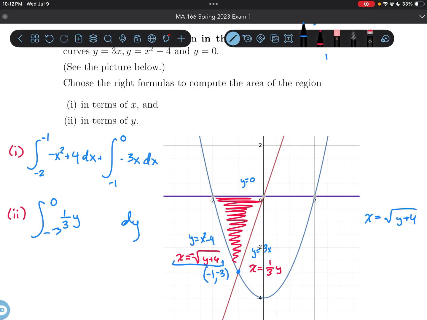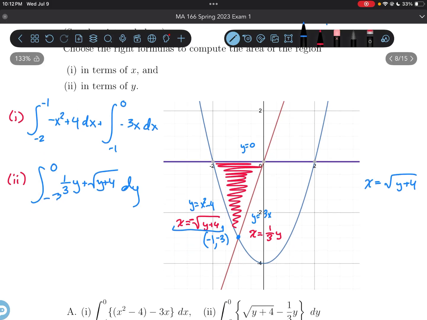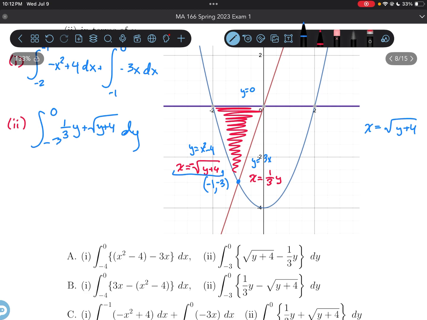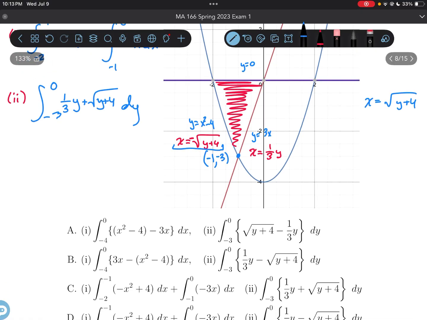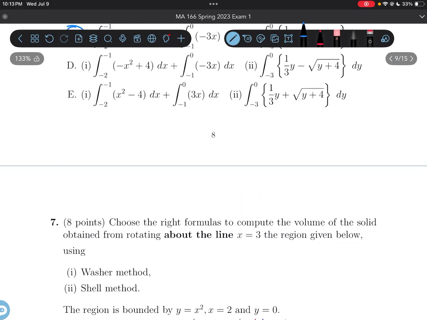Okay, so I get 1/3 y minus negative square root of y plus 4. So that's plus the square root of y plus 4. And this would be the answer to our integral in terms of y. So now we just have to look at the answer choices, which means that the correct answer to question number 6 is C. Okay, moving on to question 7.